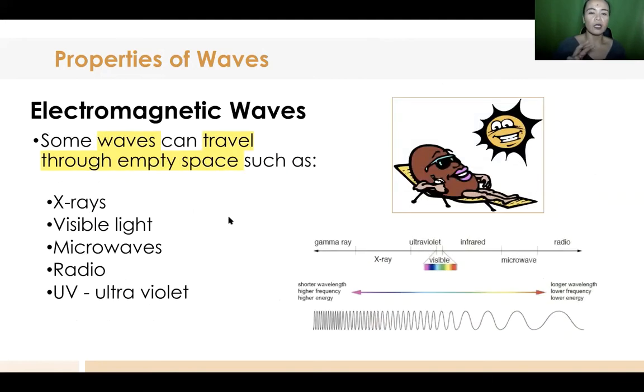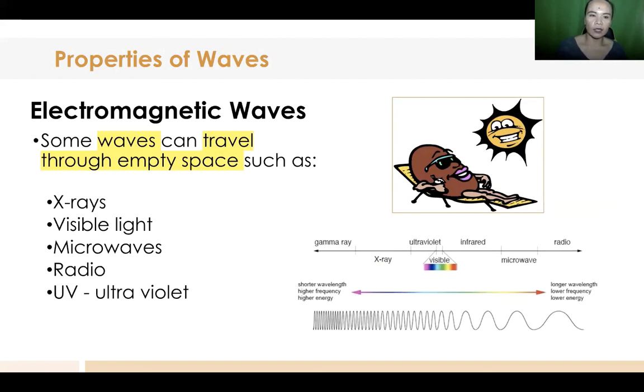Cool. All right. So another type of wave is called electromagnetic waves. Someone mentioned light waves. Electromagnetic waves don't need any medium. They travel through empty space or a vacuum, such as X-rays, visible light, microwaves, radio, and ultraviolet rays. So these are all electromagnetic waves.